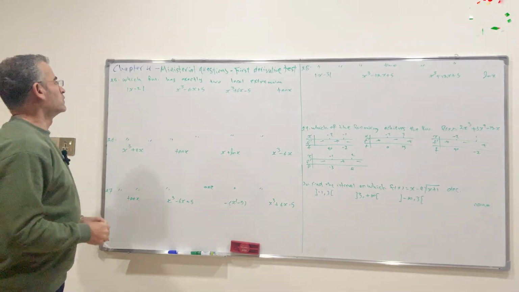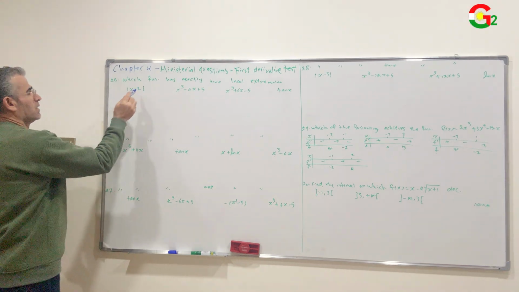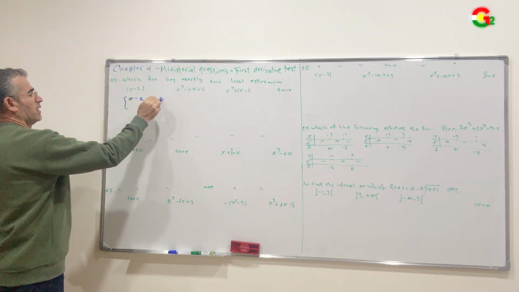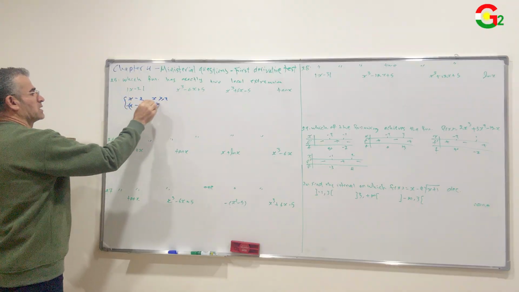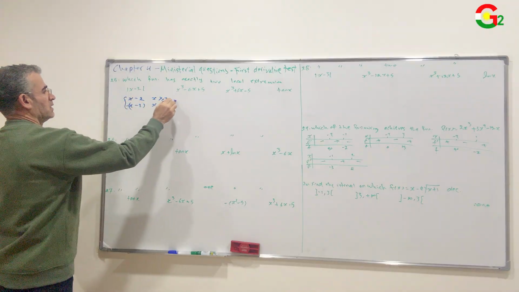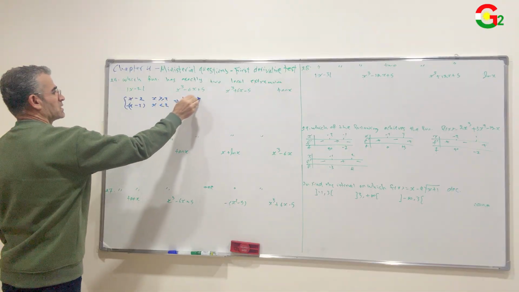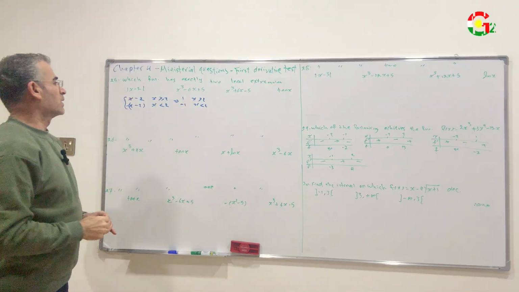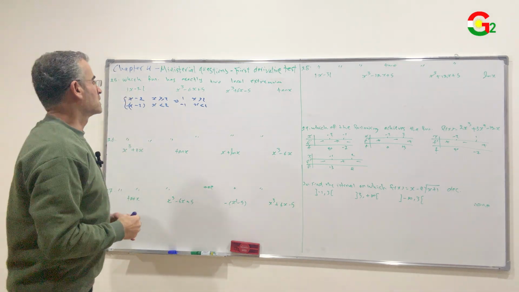Question number 25. Which function has exactly two local extremum? For the first function, absolute value of x minus 2, if we rewrite this function as a piecewise function, it is x minus 2 when x is greater than or equal to 2, and negative x minus 2 when x is less than 2. And its derivative is 1 when x is greater than 2, and -1 when x is less than 2. Therefore, this function has one critical point and therefore one local extremum.